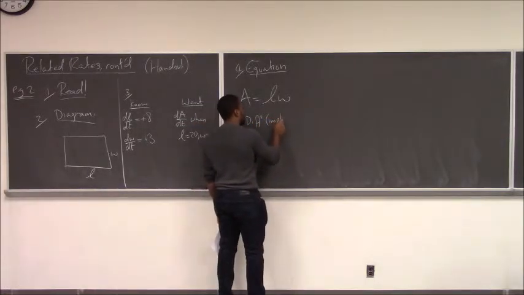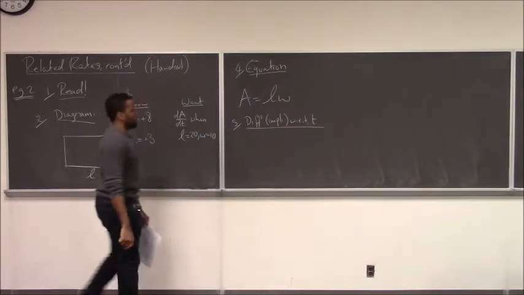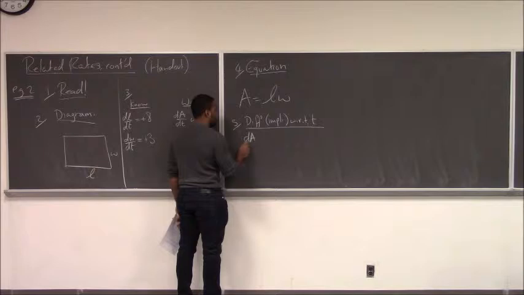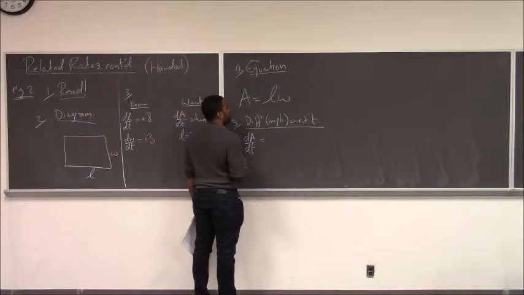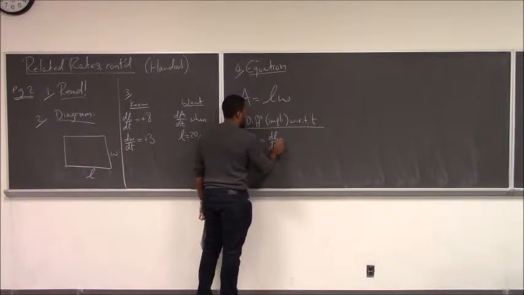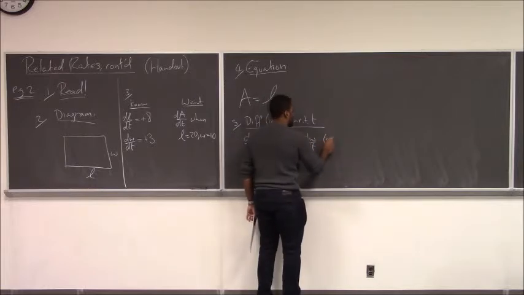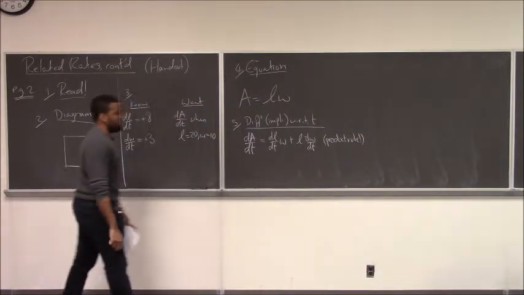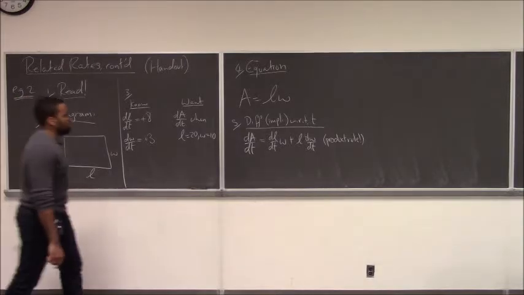Now the 5th step is to differentiate. Of course, it's going to be implicit differentiation with respect to time. What's the derivative of A? dA/dt. Rate of change of A with respect to time. Derivative of this? dL/dt times W plus L times dW/dt. Product rule. Differentiate one, leave the other, plus leave the first one, differentiate this.